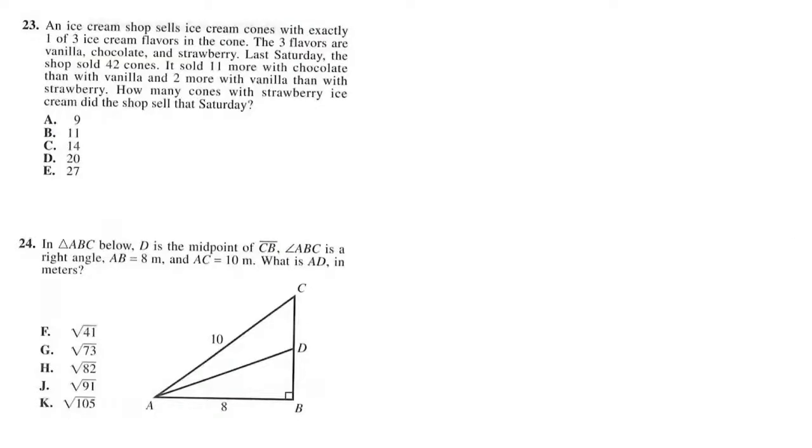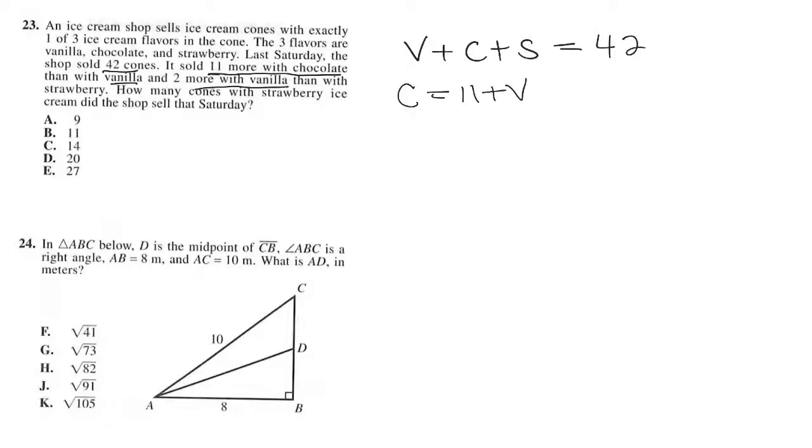All right, so number 23, we've got an ice cream shop. It has 3 flavors that it sells. We have vanilla, and it sells chocolate, and it sells strawberry, and it said it sold a total of 42 cones. Now, last Saturday, it sold 11 more with chocolate than vanilla. So to make those equal, I have to add 11 to vanilla, 2 more with vanilla than strawberry. So vanilla equals 2 plus strawberry. And so we want to know how many cones with strawberry ice cream did this sell.